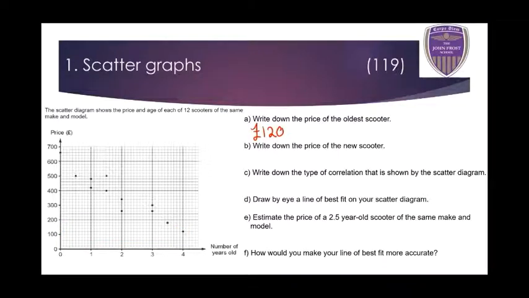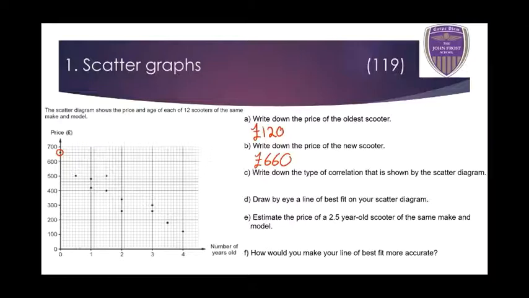Write down the price of the newest scooter. Okay, so the newest is basically the new scooter. So we're looking for the scooter that, if it's new, is 0 years old. And actually, it's a little bit hidden, but it's on the diagram up there. Now we don't need to draw a line going left to meet the y-axis because it's already on the y-axis. We can see that it is 3 cubes above 600. Each cube is 20. So we know it's £60 above 600. So the price of the new scooter will be £660.